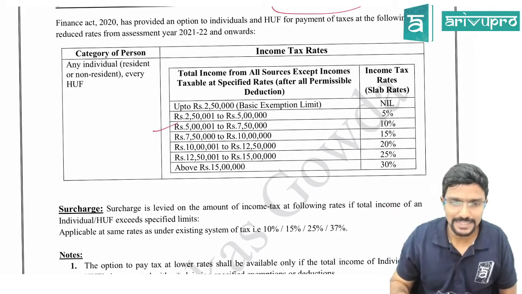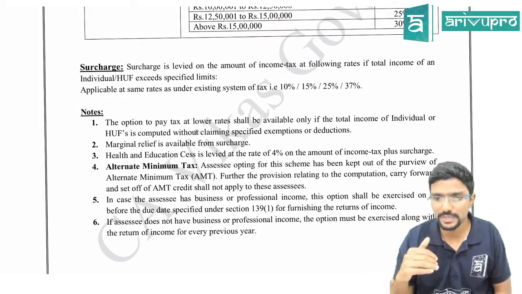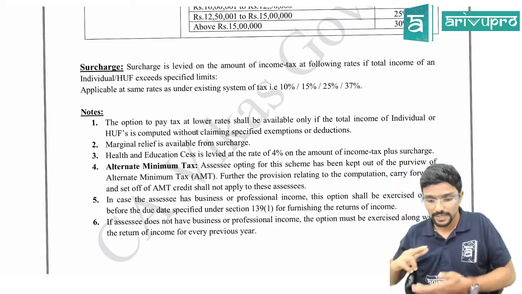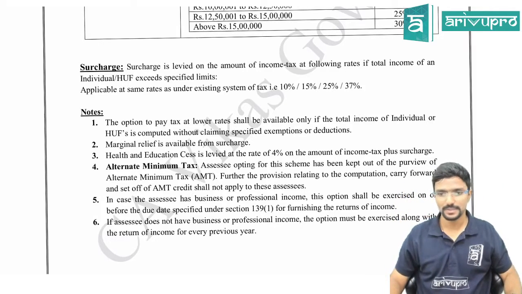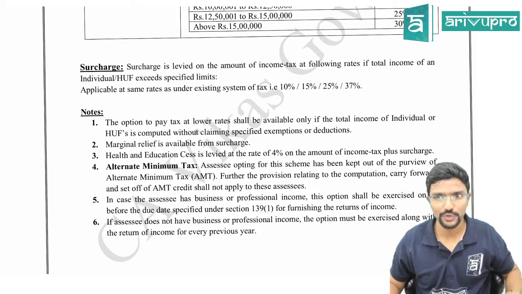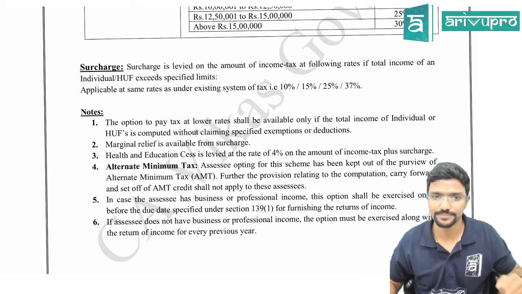Clear? And surcharge rates are same as your old scheme. There is no change. Under new scheme is also same. Whereas for company and cooperative societies, if they are opting for new scheme, the surcharge is fixed 10%, irrespective of your income. Whereas for individuals and HUF, if you are opting for a new scheme, surcharge is same as your old scheme.